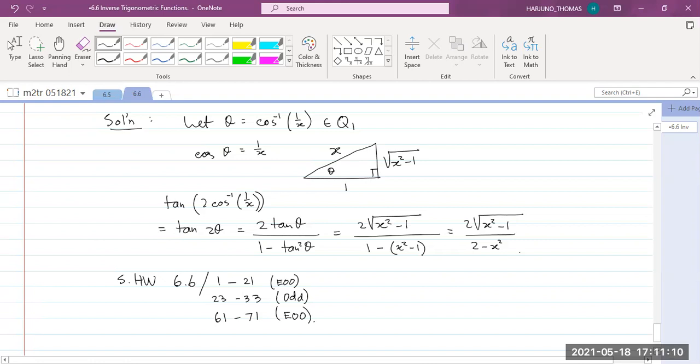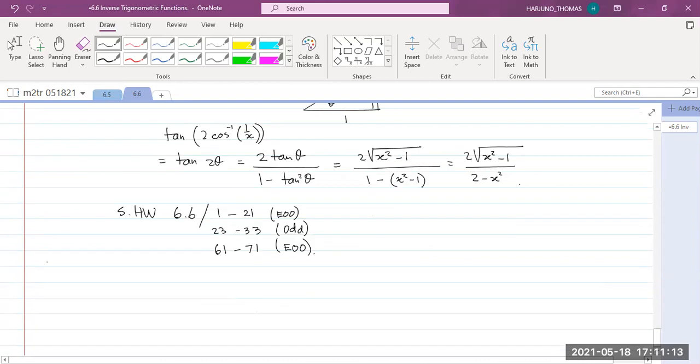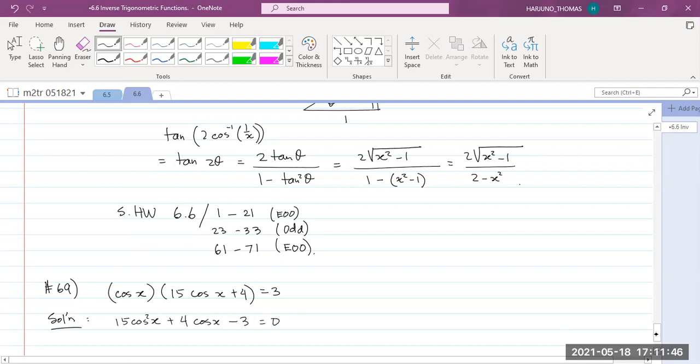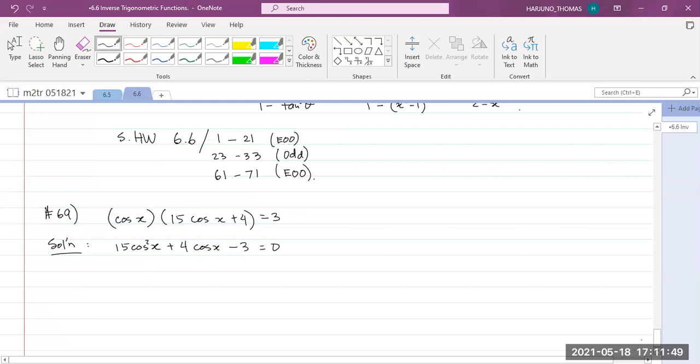Let's say, for example, I pick number 69. Number 69, we have cosine x times (15 cosine x plus 4) equals 3. Solve. So I distribute: 15 cosine squared x plus 4 cosine x minus 3 equals 0. I don't think this is factorable, is it?